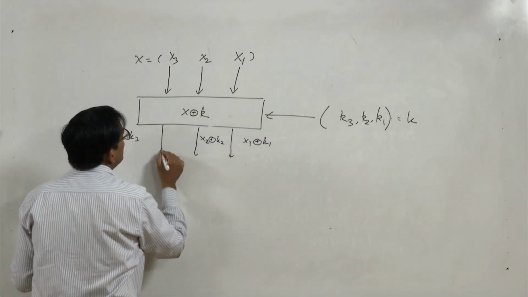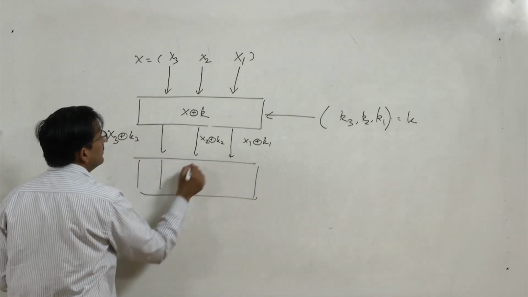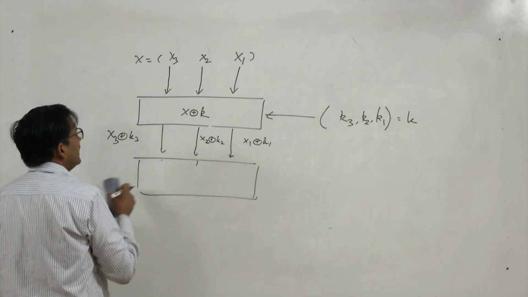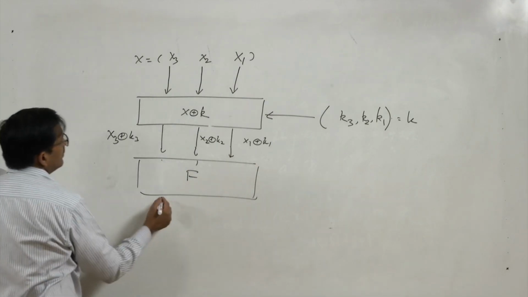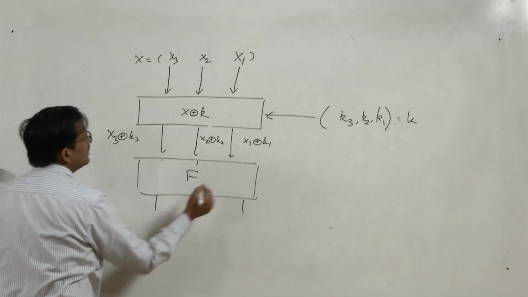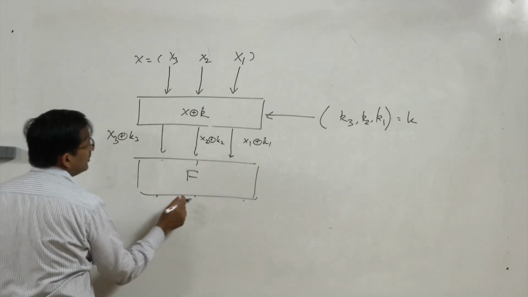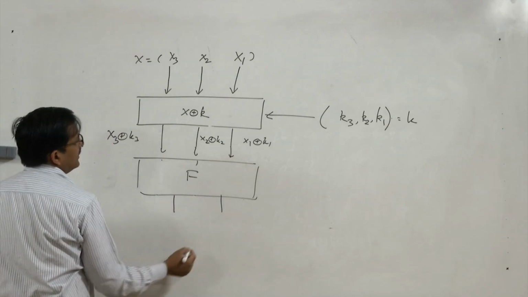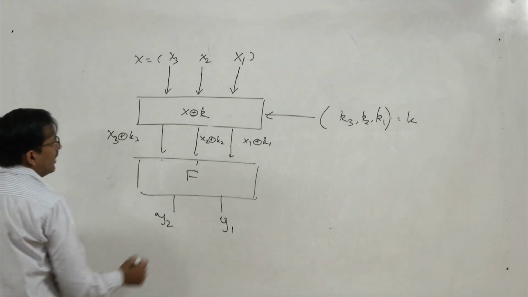It is coming like this, and then I am passing this through the S box denoted by F and whose function is given over there. Oh no, I am getting only 2 outputs. So, just 2 outputs over here, and this output will be denoted by Y1 and this output will be denoted by Y2.